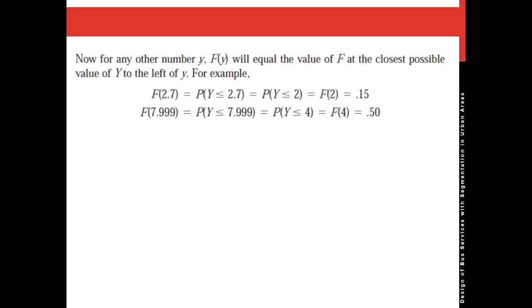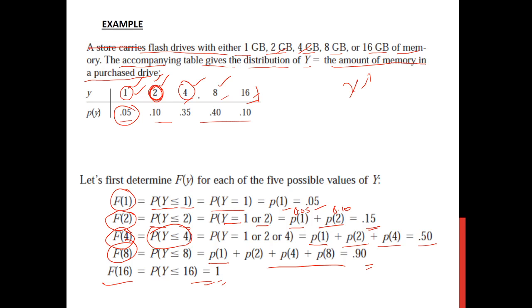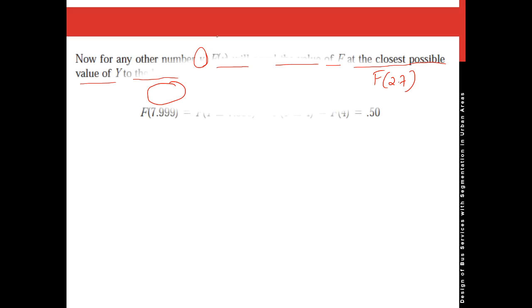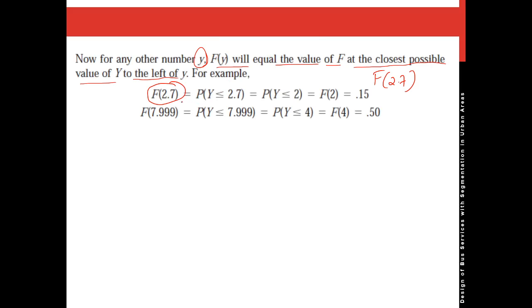Now for any other value y, F of y will be equal to the value of F at the closest possible value of y to the left of y. For example, if we want to find F of 2.7, here F of 2.7 is not in the table, since Y doesn't take that value. But by definition, F of 2.7 is P of Y less than or equal to 2.7. So left of 2.7, the closest value is 2. So P of Y less than or equal to 2 is equal to F of 2, which is 0.15.